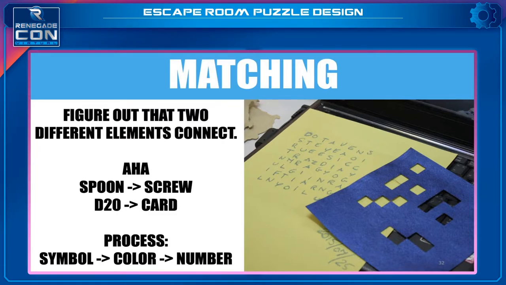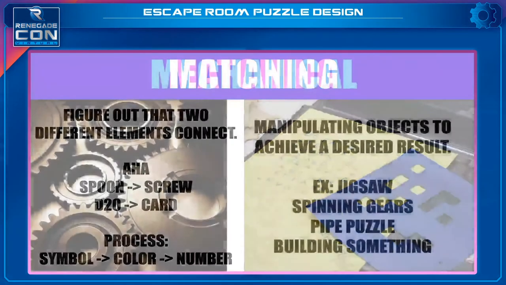Whereas an example of a process puzzle would be something where you see a collection of symbols and those symbols are all a certain color. And then elsewhere in the room, you see that those colors are all in with a certain number. And then elsewhere, you see a lock that has the symbols, but the lock has numbers on it. So you need to connect the symbol to the color to the numbers, and you've gone through the process of matching them all together. Next slide.